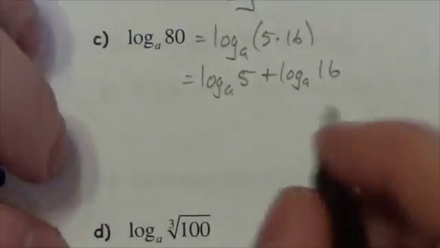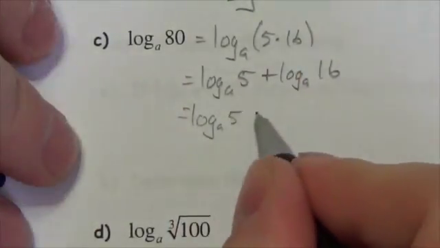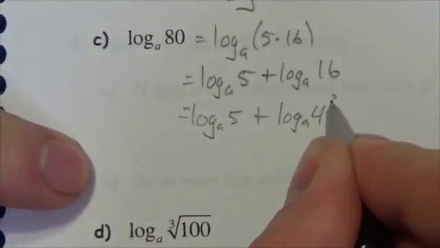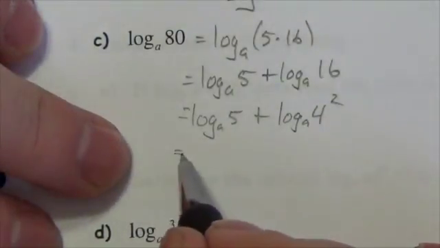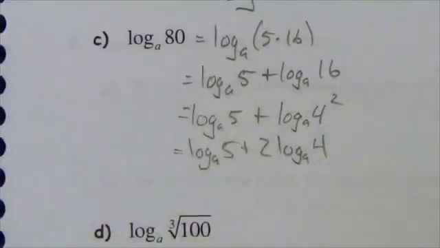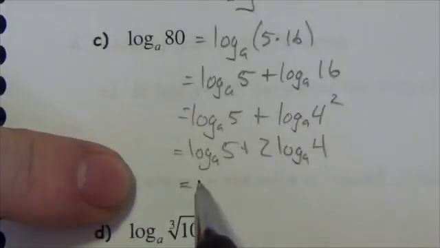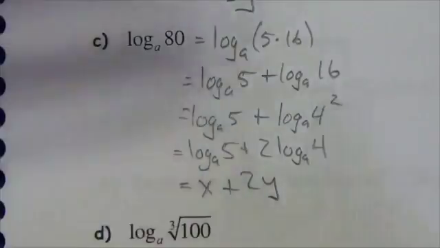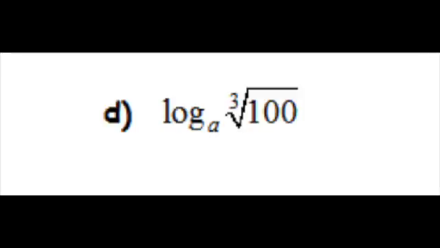Now 16 really quickly throws a little flag in the air and says, "Look at me, look at me, look at me," because 16 is 4 squared. Okay, good. Now, I want to bring down that exponent like I've done with all these other ones here. I'm going to bring down that exponent, make that 2 log base a of 4, and now I can make the variable substitution in this problem. Log base a of 5 is going to be x, log base a of 4 is y. So the log base a of 80, according to their rules, is x plus 2y. The log base a of the cube root of 100.